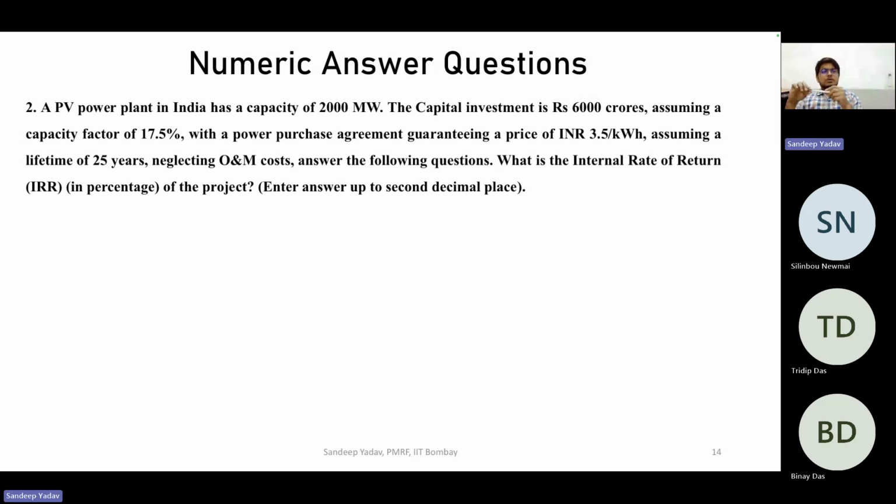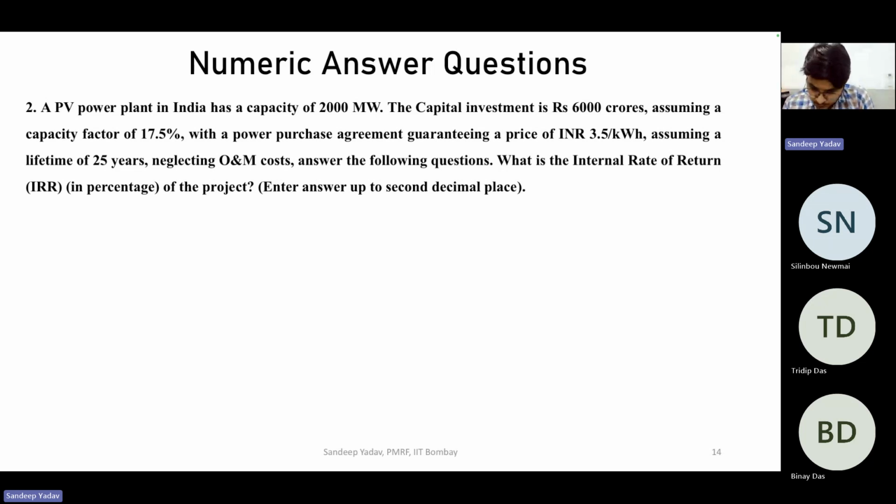So we move ahead to question number two. It says a PV, photovoltaic power plant in India has a capacity of 200 megawatts. The capital investment is 6,000 crores, assuming a capacity factor of 17.5%, with a power purchase agreement guaranteeing a price of ₹3.5 per kilowatt hour. That's a per unit cost. Assuming a lifetime of 25 years, neglecting O&M cost, answer the following questions.